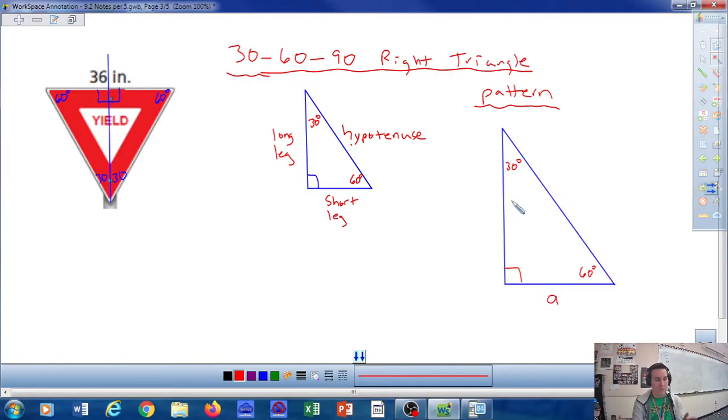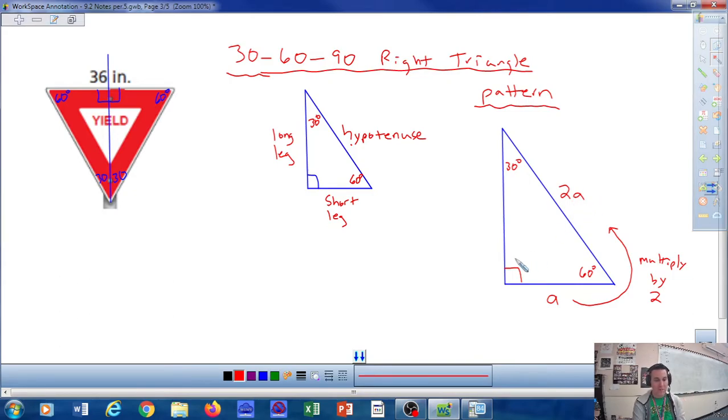The hypotenuse, not the long leg, the hypotenuse is always twice that. So whatever your short leg is, the hypotenuse is always multiplied by 2. So you take that short number and you multiply it by 2. That is the hypotenuse. Crazy. True. It is true. It's crazy.